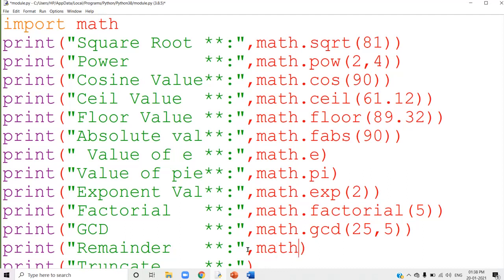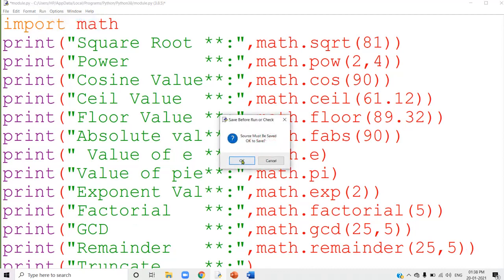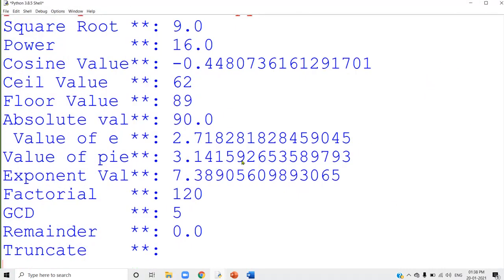I can use math dot remainder. Math dot remainder, I am going to write 25, 5. Can you say what is the remainder after dividing 25 with 5? Yes, it will be 0. So you can say the answer as 0. Here you can see the answer also as 0. So remainder is giving you the answer as a float. So that is remainder.